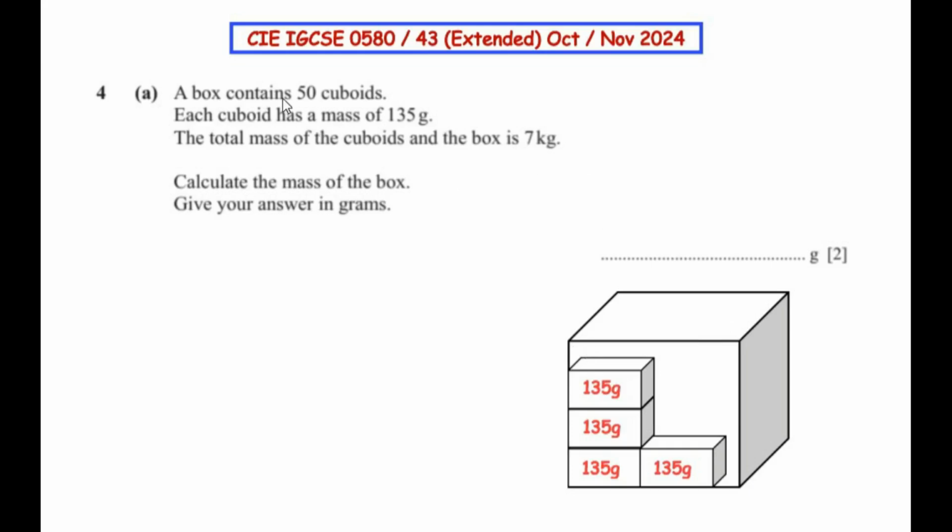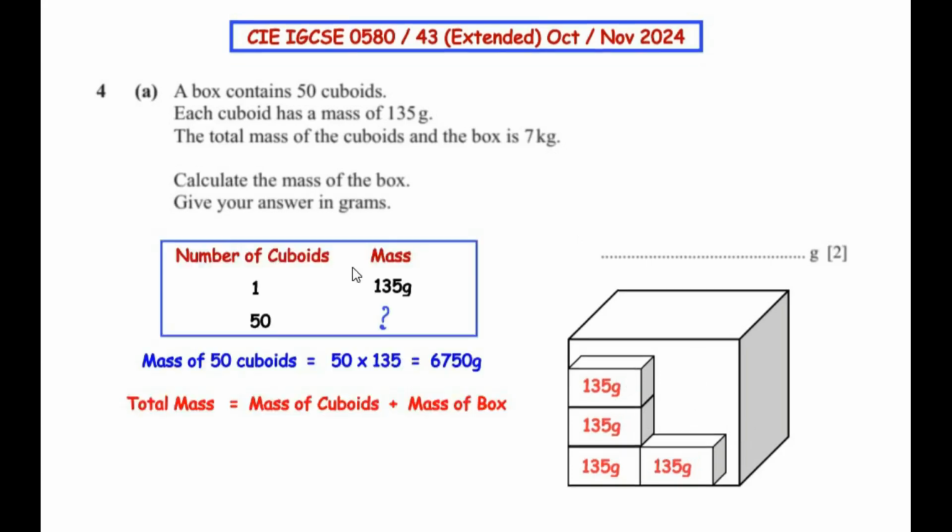So here first let us find out what is the mass of 50 cuboids which are kept inside this box. Here we have formed a relationship, that is number of cuboids and the mass. When we consider one cuboid, the mass of each cuboid is given as 135 grams. Now we have 50 cuboids, so we have to find out the mass of 50 cuboids. So it's going to be a cross multiplication method. That is, for one cuboid, the mass is 135 grams. Then for 50 cuboids, what is the mass going to be? So we are going to multiply 50 with 135 grams, giving us the mass of 50 cuboids as 6,750 grams.